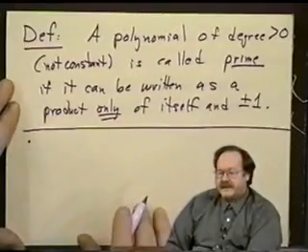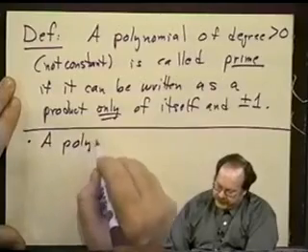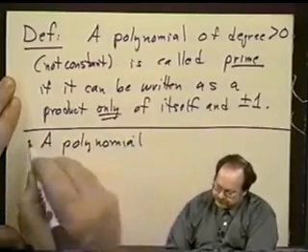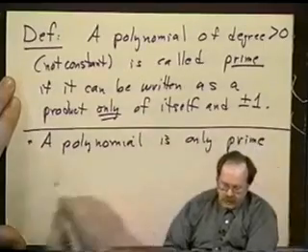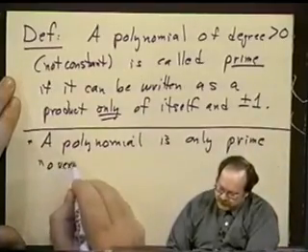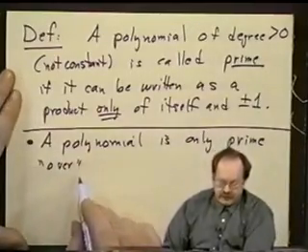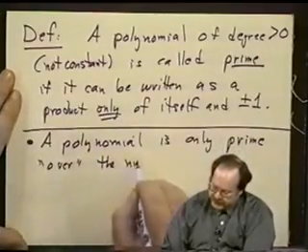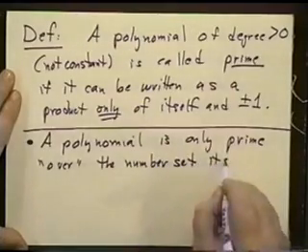Now, there is one thing that's different that we need to talk about. A polynomial is only prime "over", put that in quotes because that's a piece of terminology, over or with respect to the number set its coefficients are in.